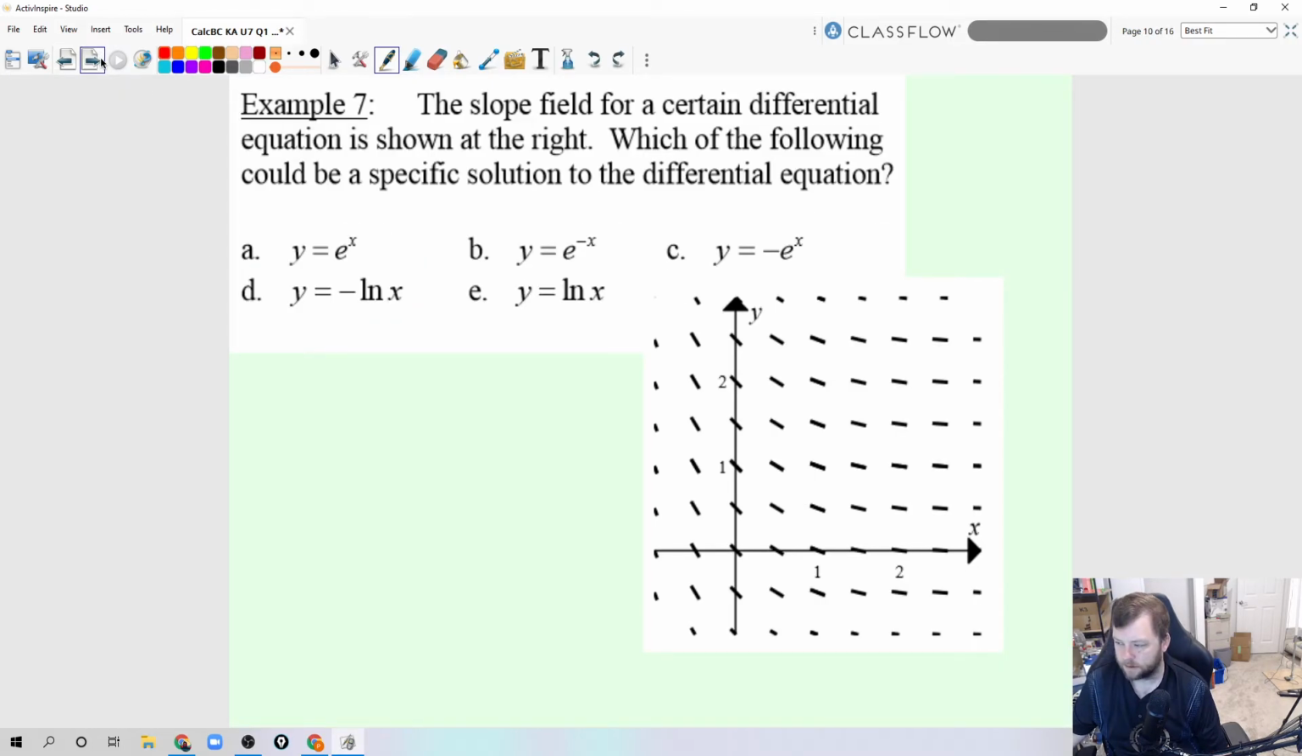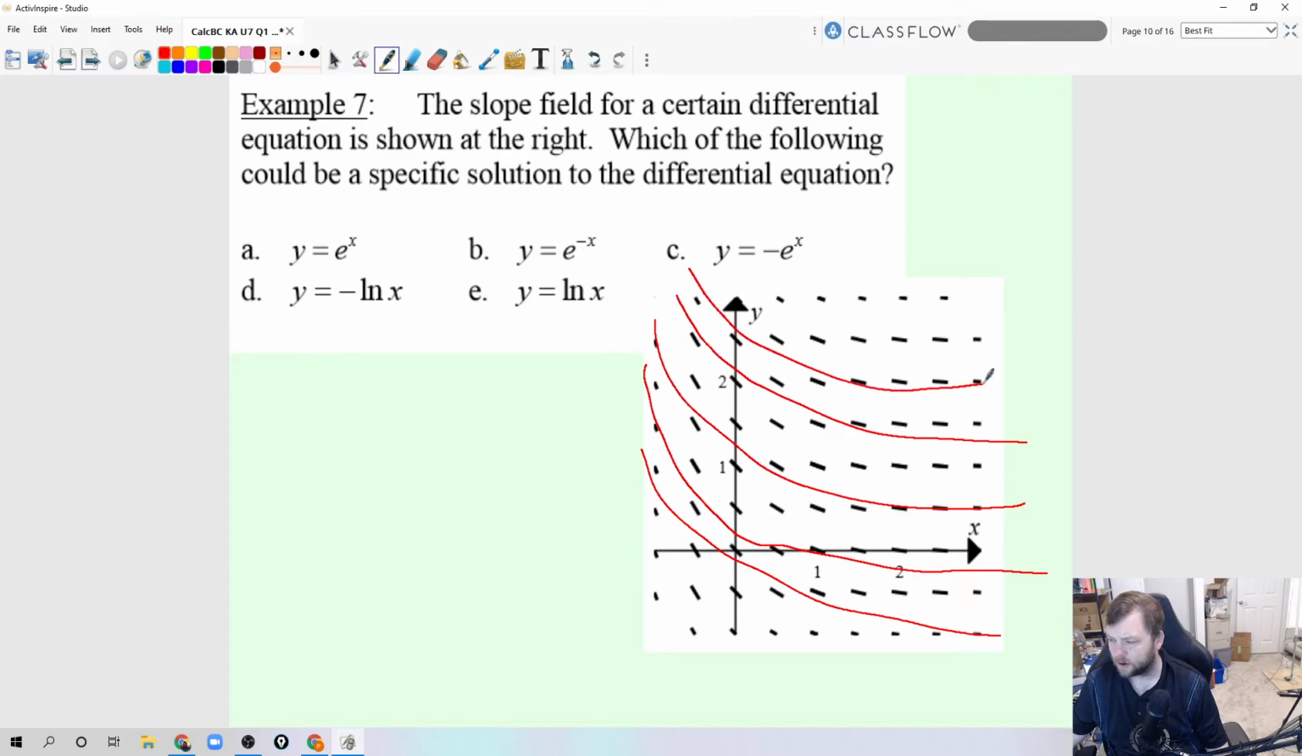This problem is a little different. So a slope field for a certain differential equation is shown on the right. Which of the following could be a specific solution? So these aren't differential equations like this. These are like the specific solutions. It's like they anti-derived them, right? So look at what the slope of this graph looks like. It could be like this. It's kind of looking like this, where it's going super steep on this side, and then it kind of flattens out. So these are all potential specific solutions. Which of these functions looks like that?